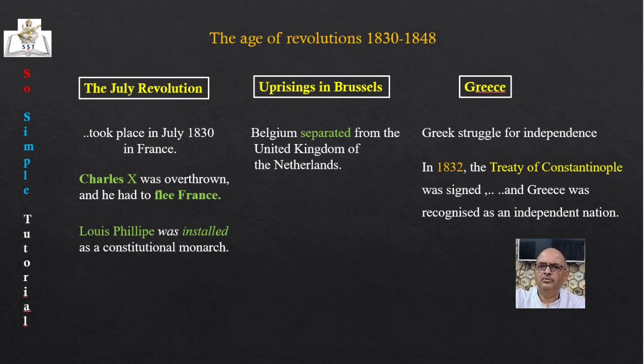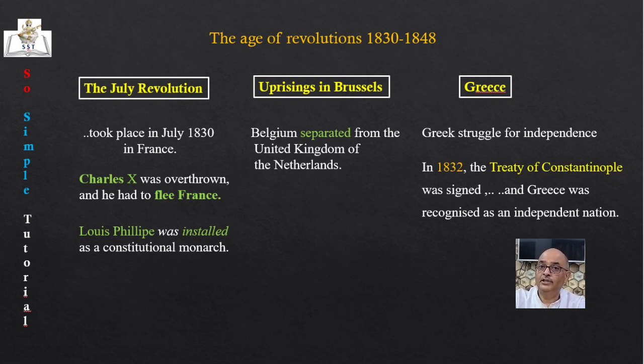The French people took the path of revolution in July 1830 again. They were not happy with the autocratic rule of Charles X. So Charles was overthrown by the revolutionaries and he had to flee France. Louis Philippe was installed as a constitutional monarch. This incident is called the July Revolution.